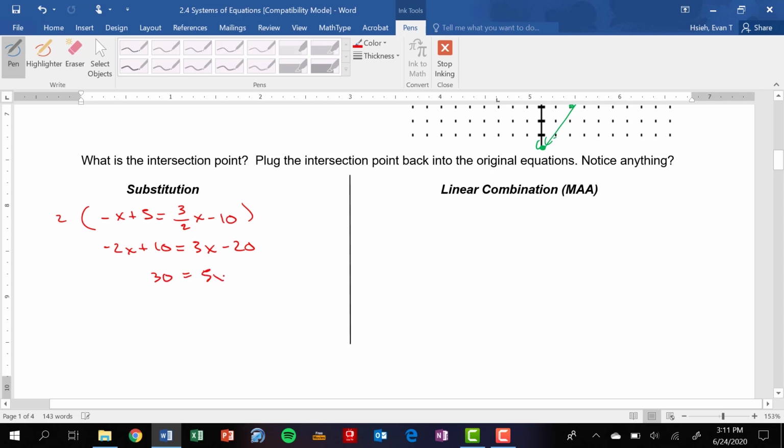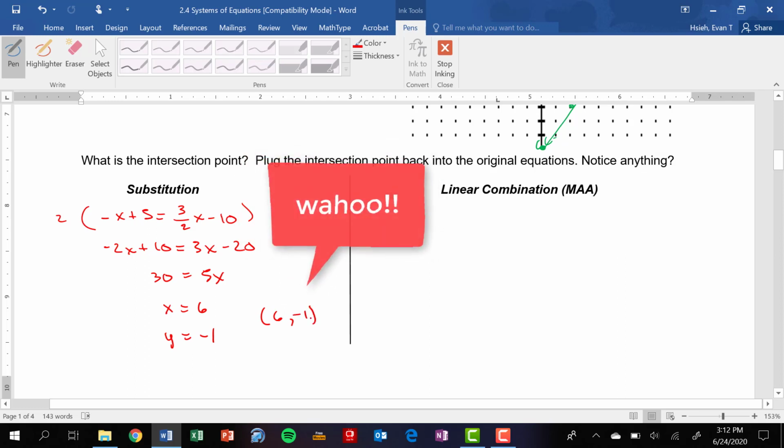30 is equal to 5x. X is then equal to 6. Plug 6 back into either of the equations. Probably the first one makes more sense, and you get y is equal to negative 1. Which is good, because that ends up being the solution that we found graphically up above.